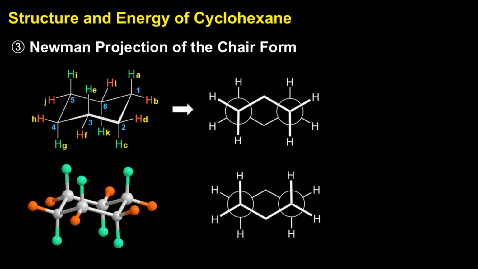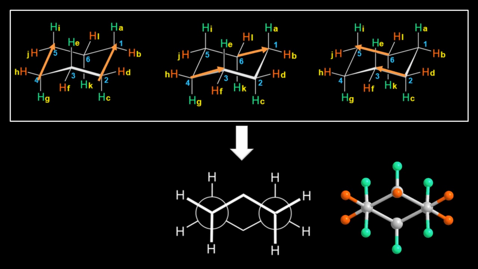In the 3D image, the axial positions are marked in green, and the equatorial positions are marked in orange, which helps you easily tell them apart. The 3D model gives you a clear idea of how everything is positioned in space, while the 2 Newman projections on the right show you what the chair form looks like from 2 different perspectives.